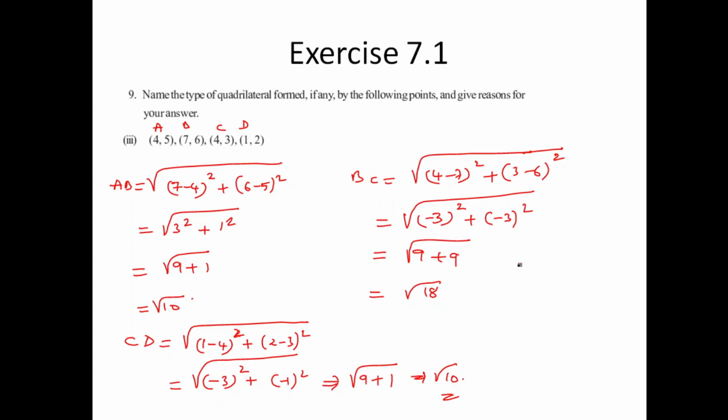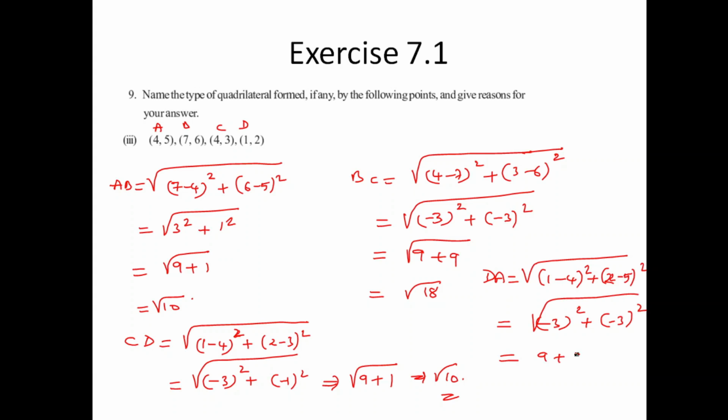Now we need to find the DA length also. So let me find the DA length here. D to A length, that is 1 minus 4 to the whole square plus 2 minus 5 to the whole square, isn't it? So this becomes minus 3 whole square plus minus 3 whole square. Similarly, you have here 9 plus 9. So the root of adding these two gives you root 18.